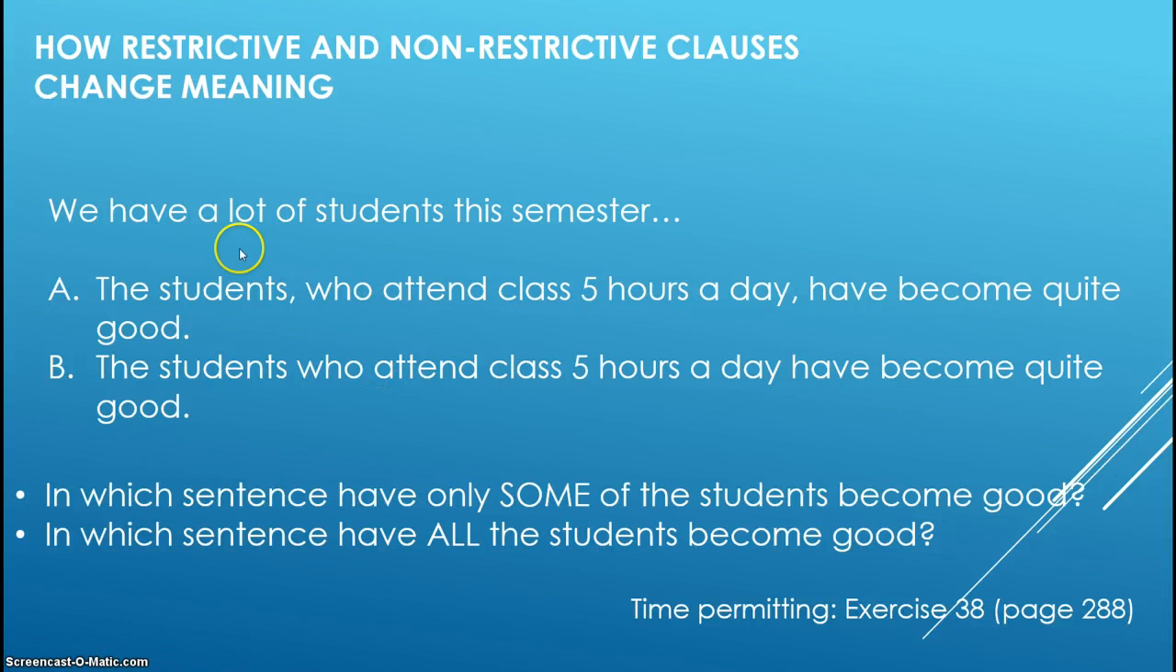And again, very quickly, the restrictive one, you could take out that whole thing, and what does it mean? All the students have become quite good. Oh, and by the way, they attend 5 hours of class a day, but they all have become quite good. But here, it's restricted. Only these students, not all of them, just only the ones who attended 5 hours a day have become quite good. Some review here to help you out with that. Otherwise, that will do it for today.